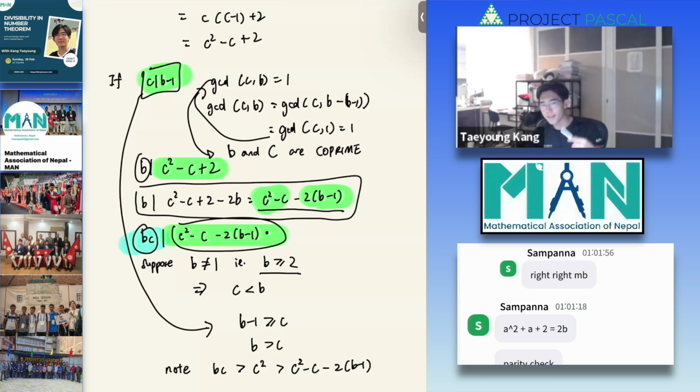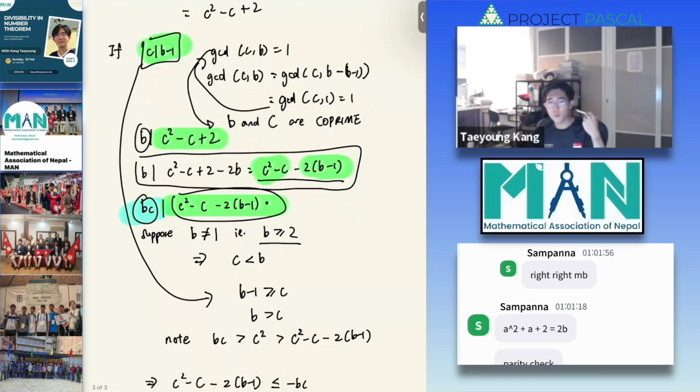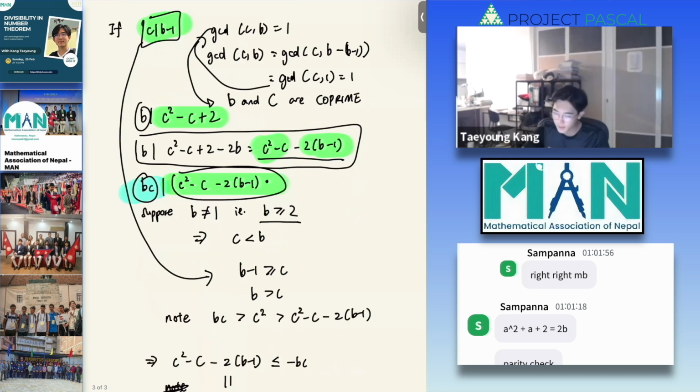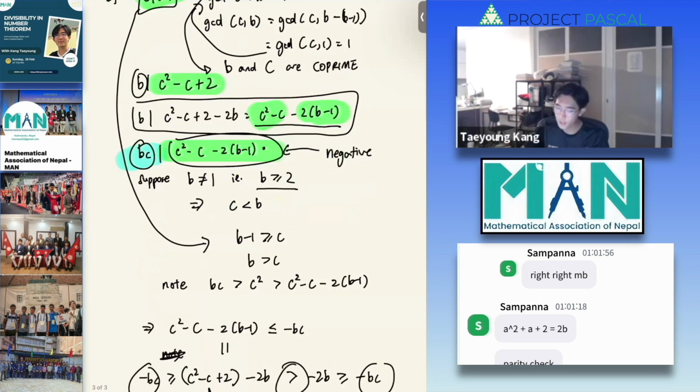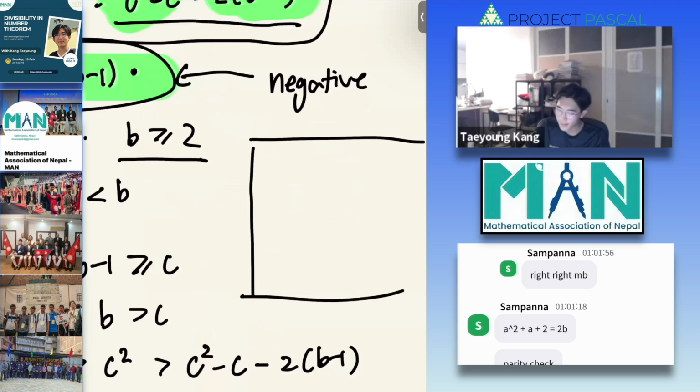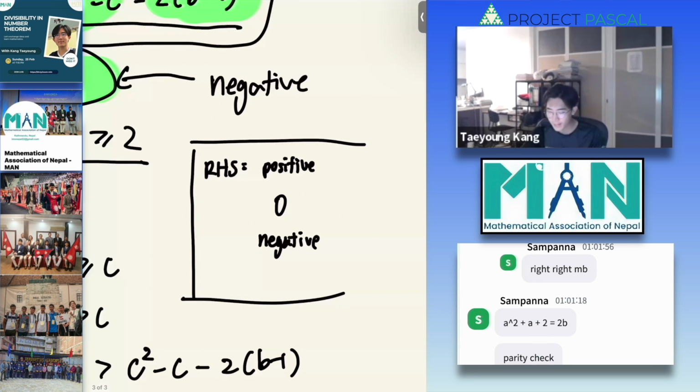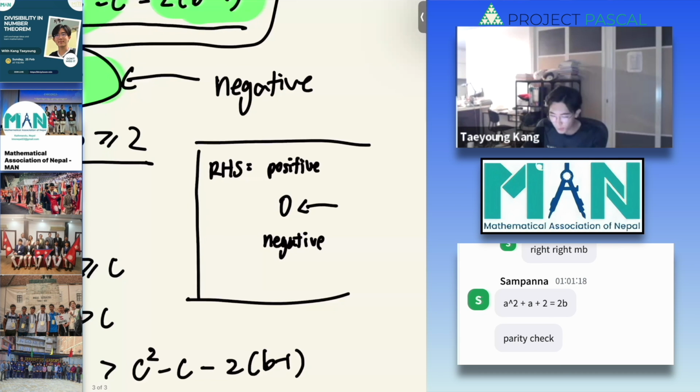And on the size bounding itself, do not forget to check the possibility that the right-hand side might be negative also. So when size bounding, always make sure to consider the cases where the right-hand side is positive, equal to 0, and negative. What we generally want to do is make the right-hand side 0. So we want to show that it cannot be positive and it cannot be negative. And we must remember to show it.